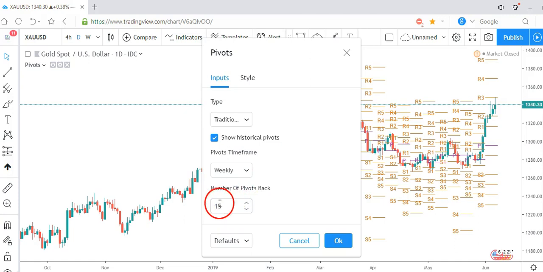Then I'm going to reduce the number of pivots back to 1. Reduce it to 1. Then you apply OK.